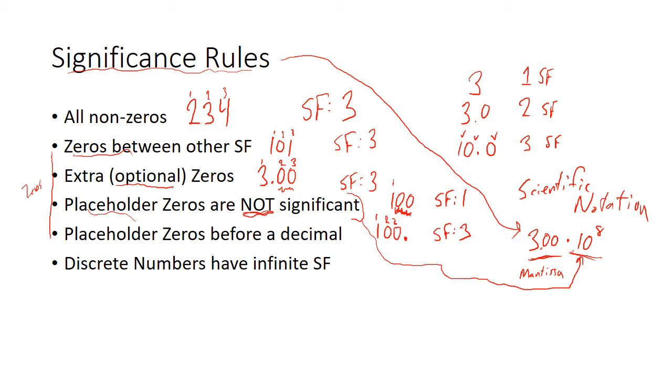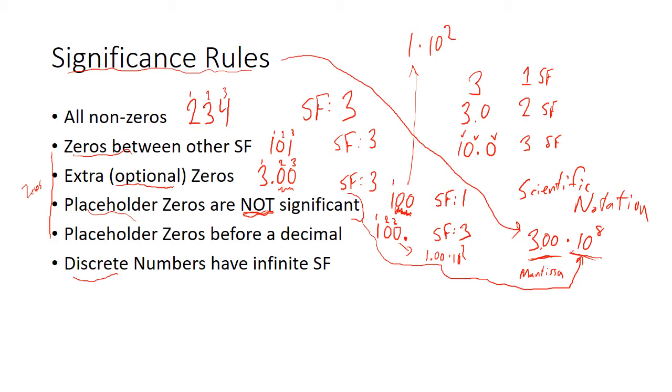So if we wanted to write this number here, I know we got arrows going anywhere now. 100 with one sig fig is just 1 times 10 to the 2, whereas this guy right here is going to be 1.00 times 10 to the 2. Okay, so that's the changes there. Now, that's going to cover you most of the time. But there is a special rule for discrete numbers.